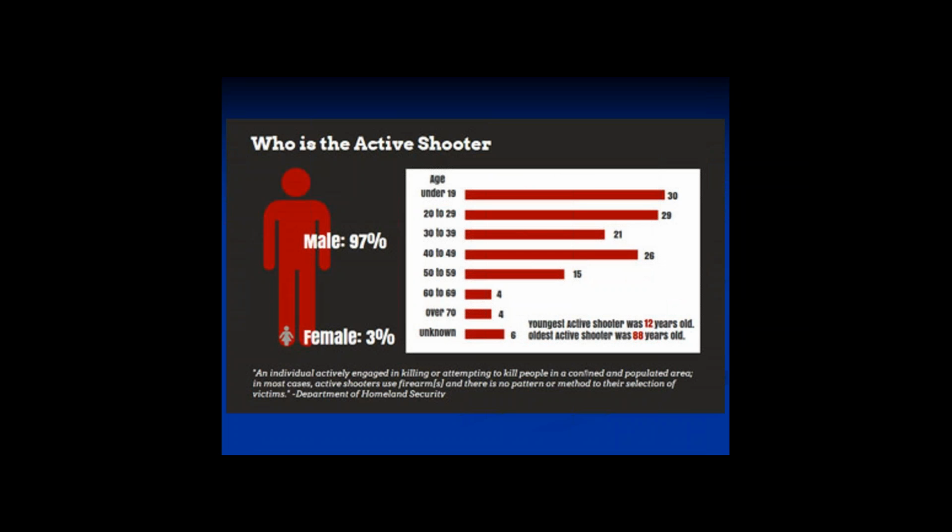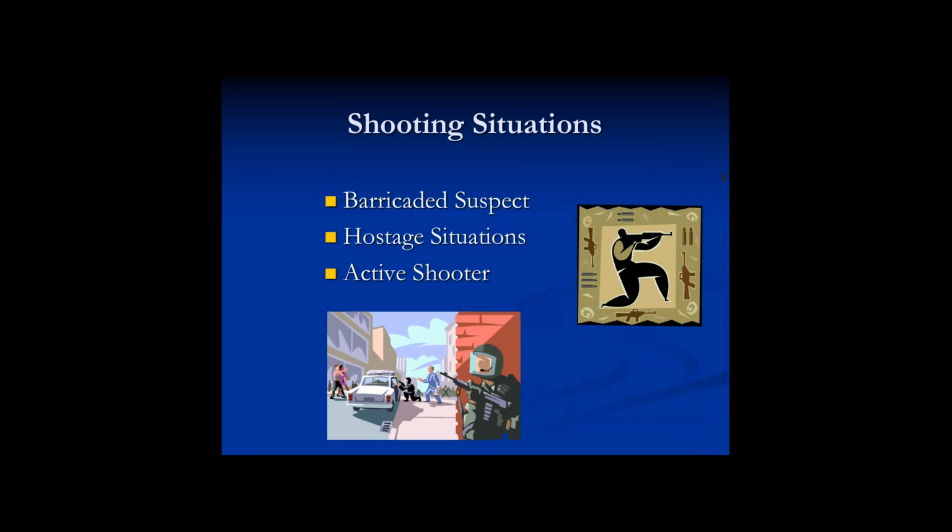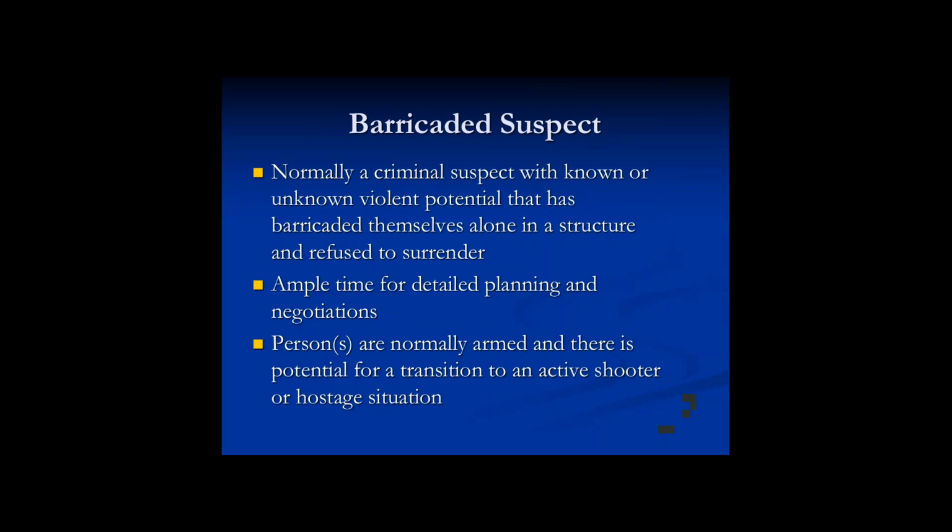So that's basically the population we see in our environments, colleges and universities and schools. Shooting situations are really divided into three basic categories. First of all, barricaded suspects. Secondly, hostage situations, and then active shooter. Now, the interesting thing about these is they usually progress one to the other, and any one of the first two can very quickly become an active shooter situation.